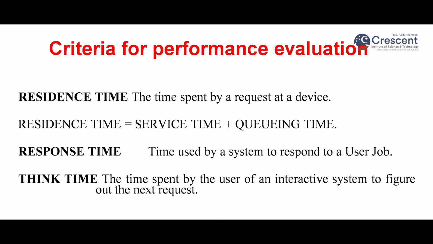Next comes the response time. It is the time used by the system to respond to a user or a job. Next comes the think time. It is the time spent by the user of an interactive system to figure out the next request. The goal is to optimize both the average and the amount of variation.